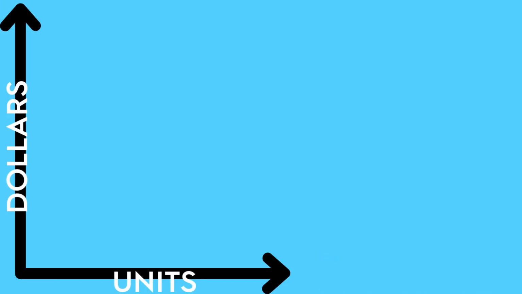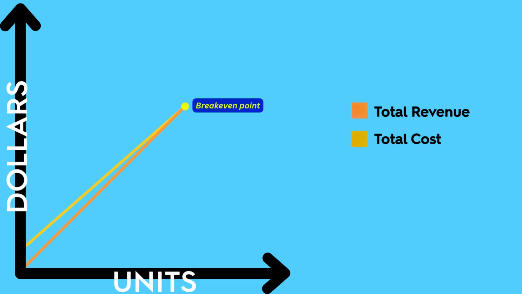On a graph, total cost begins at the fixed cost level and rises with the slope of the variable cost per unit. Total revenue begins at 0 and rises with the slope of the selling price. Where these lines intersect is the break-even point. To the right, you are in profit. To the left, you are in loss.